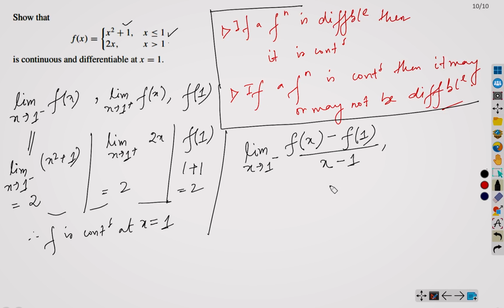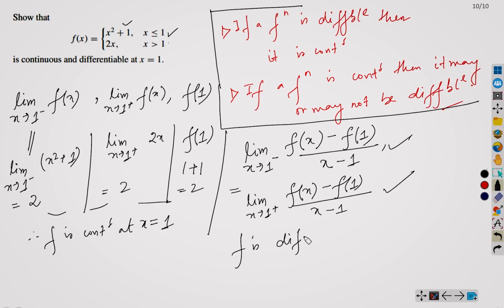We have to check these two things, whether these two expressions, or these two limits, exist, and they should be equal. These two limits should exist and these two limits should be equal. Only then can we say f is differentiable at x equal 1.